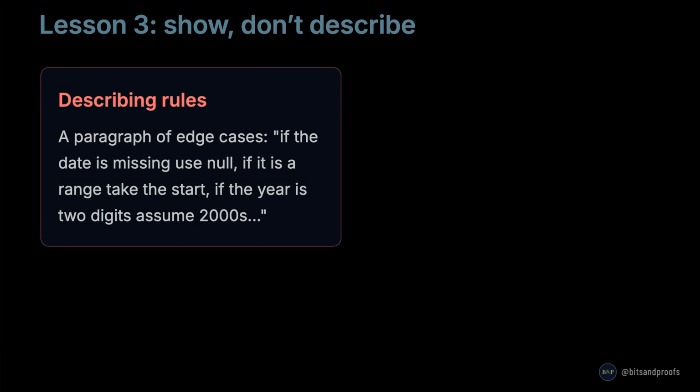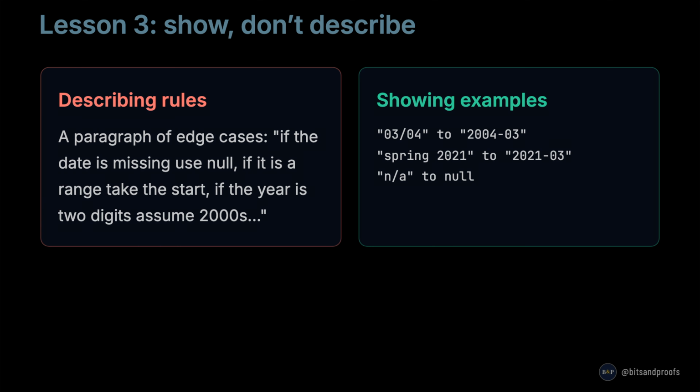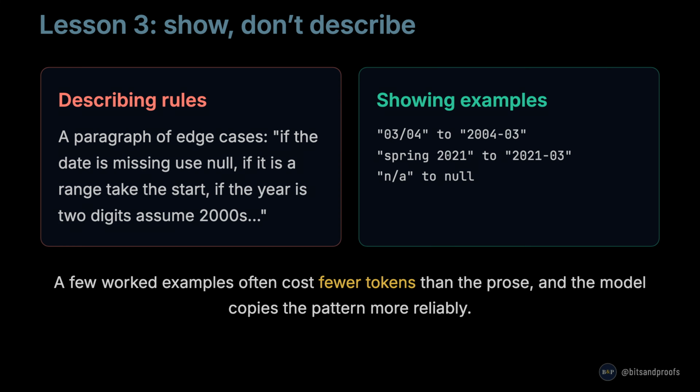Lesson 3, show, do not describe. When you have a tricky task with lots of edge cases, the tempting thing is to write a paragraph of rules. If the date is missing, use null. If it is a range, take the start, and so on. That prose gets long, and the model still has to interpret it. Instead, just show a few examples. Here is an input, here is the output you want. The model copies the pattern directly. A few worked examples often cost fewer tokens than the prose would, and the model follows the pattern far more reliably. This is what people mean by few-shot prompting.